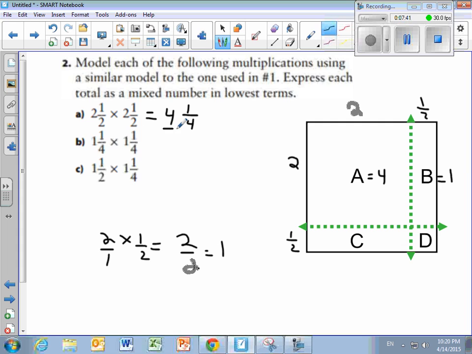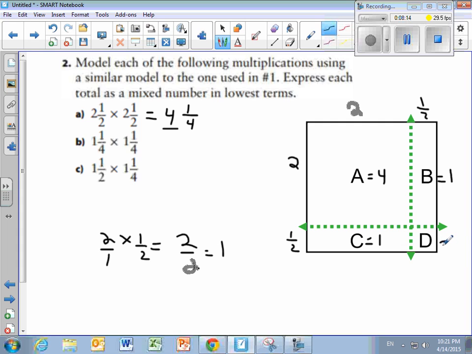Let's find the area of C. Well, it's the same thing. If this is 2, then this must be 2 as well. To find the area of C, it's 2 times 1/2, which gives me another area of 1. So I'm actually up to 6 as my whole number. The last area I have to find is area D. So I know if this is 1/2, this must be 1/2, and if this is 1/2, this must be 1/2. 1/2 times 1/2, D is equal to 1/4.